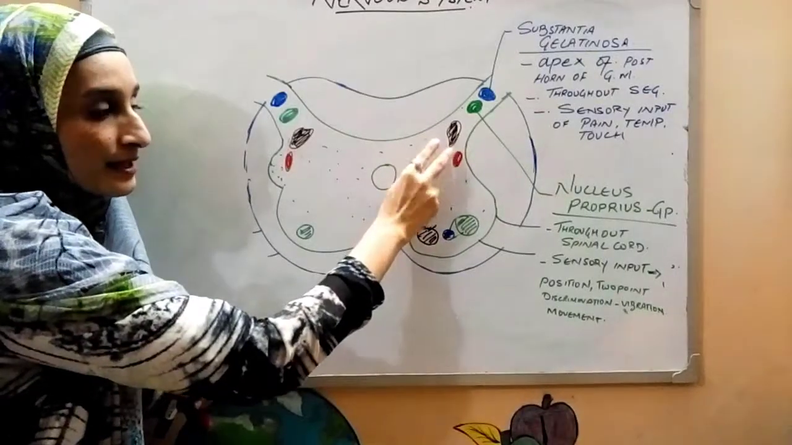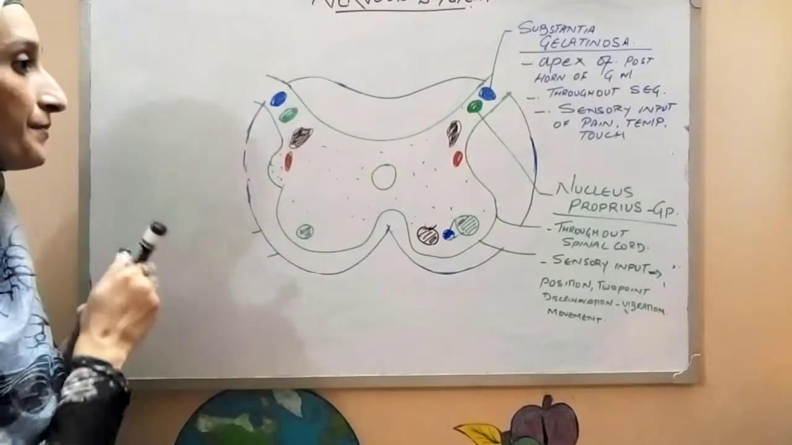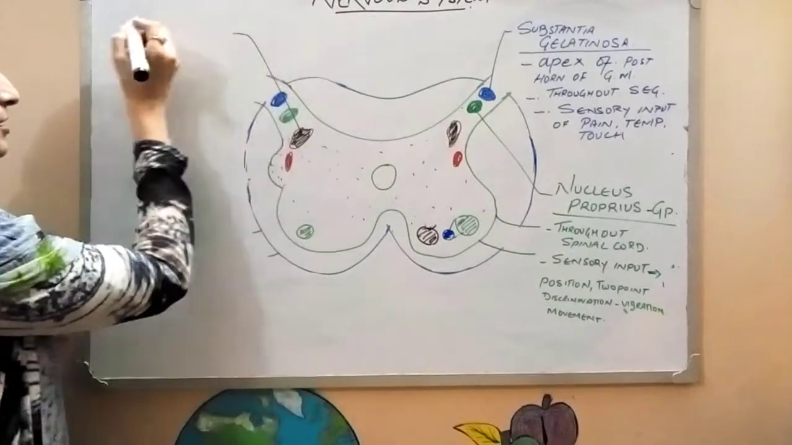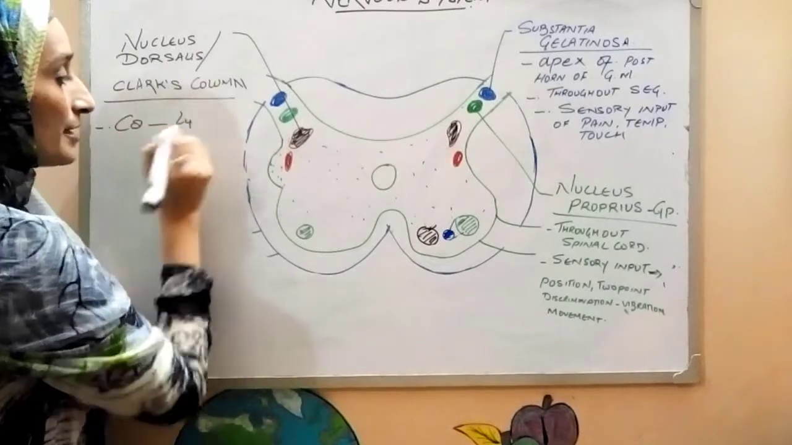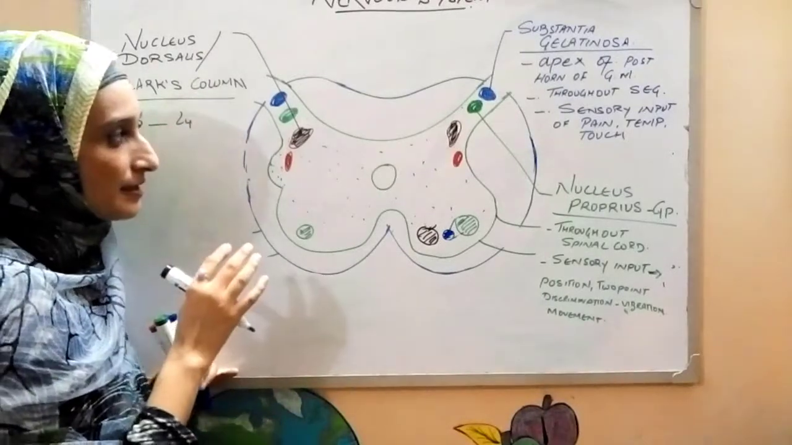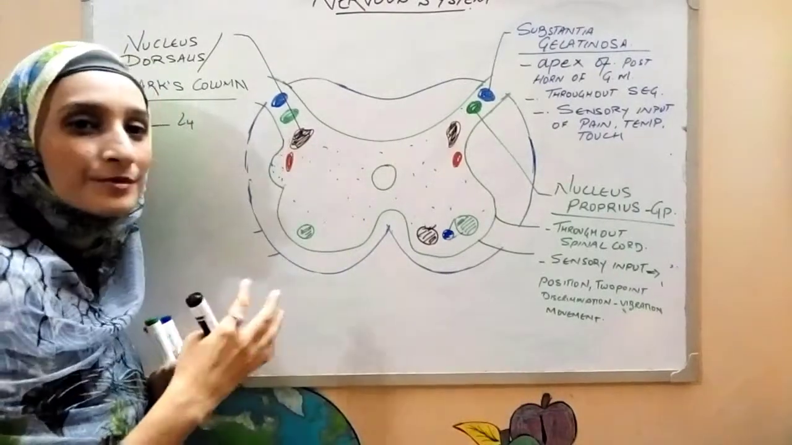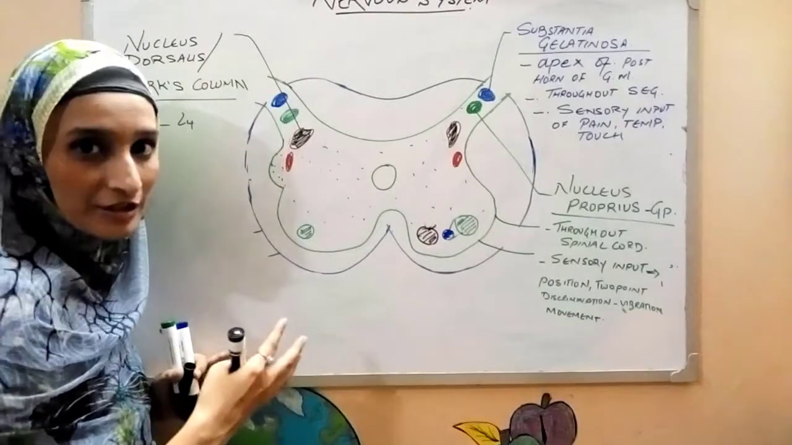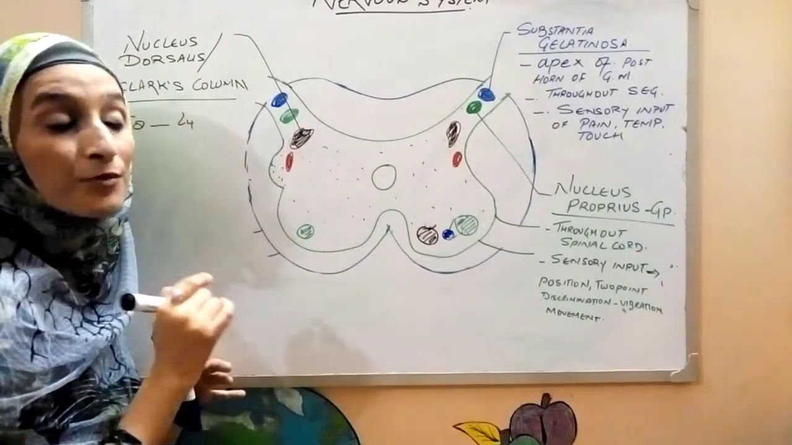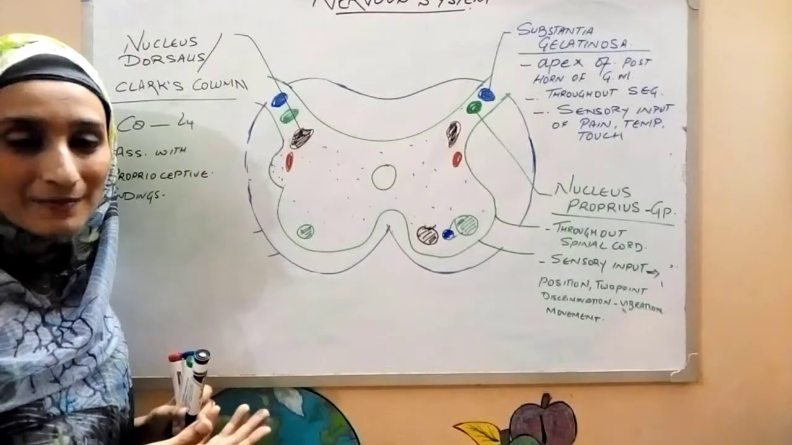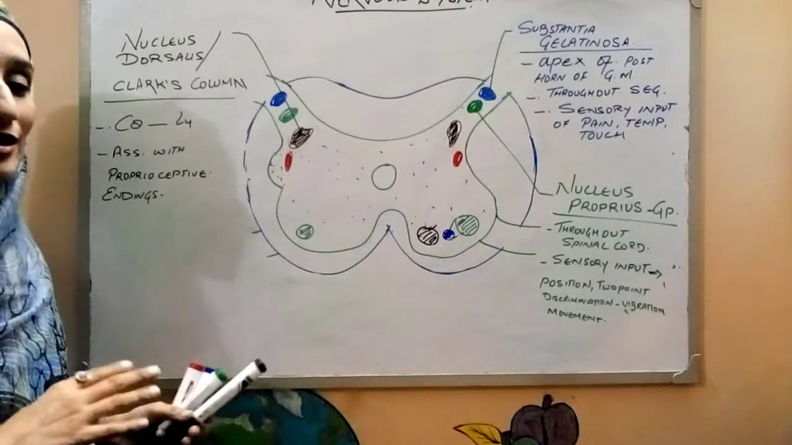The group of nuclei present in the base of the posterior horn is termed the nucleus dorsalis. They are present at the C8 to L4 segments, and the nerve cells in this group are comparatively larger than the other group cells. They are associated with proprioception, like the neuromuscular spindles and the tendon spindles. So they are present only in the segments of C8 to L4.